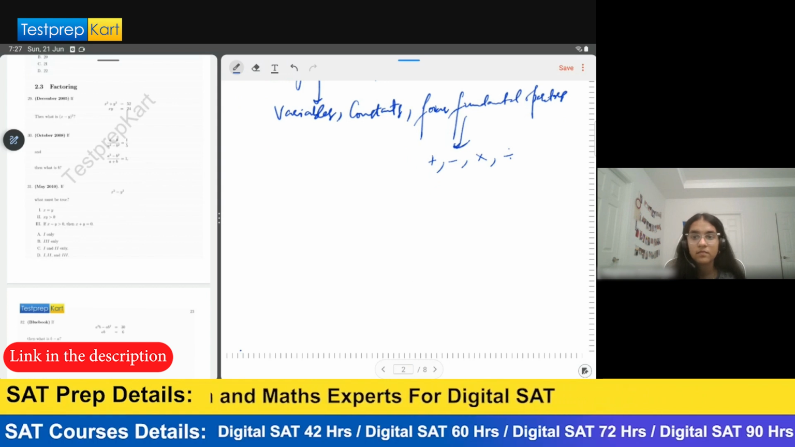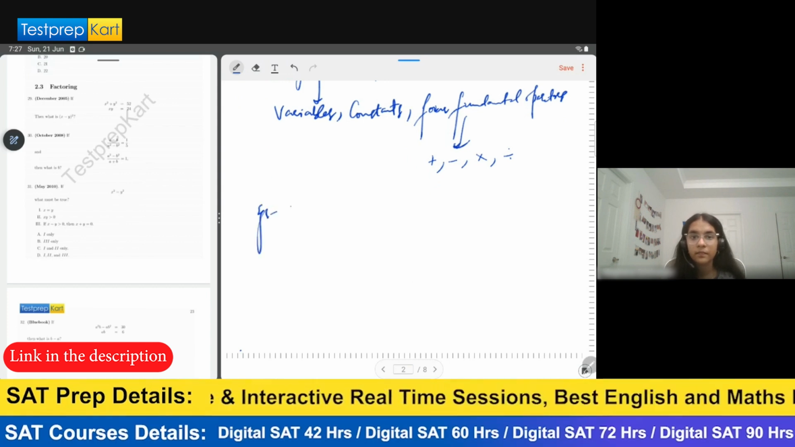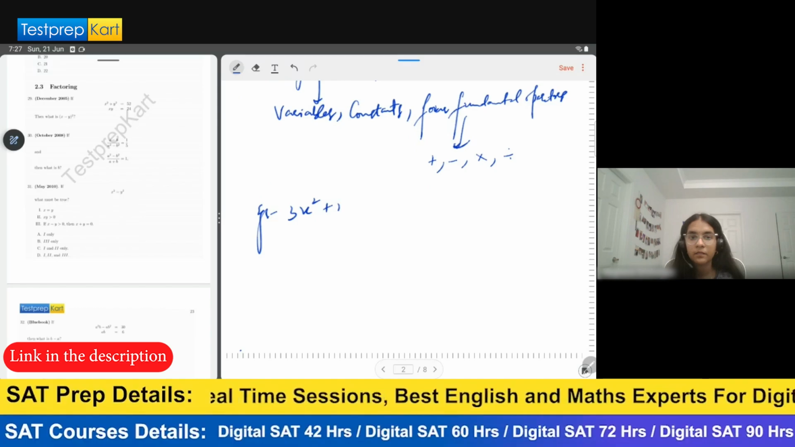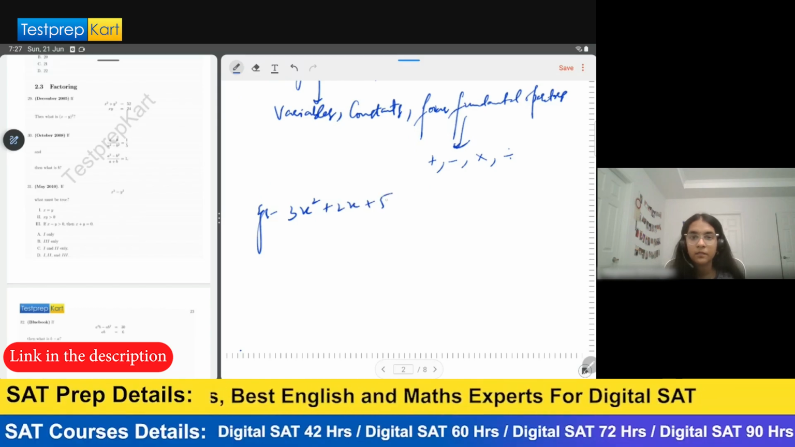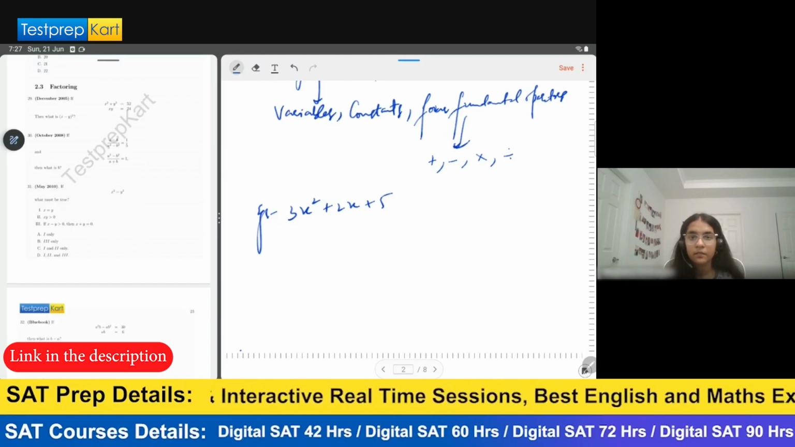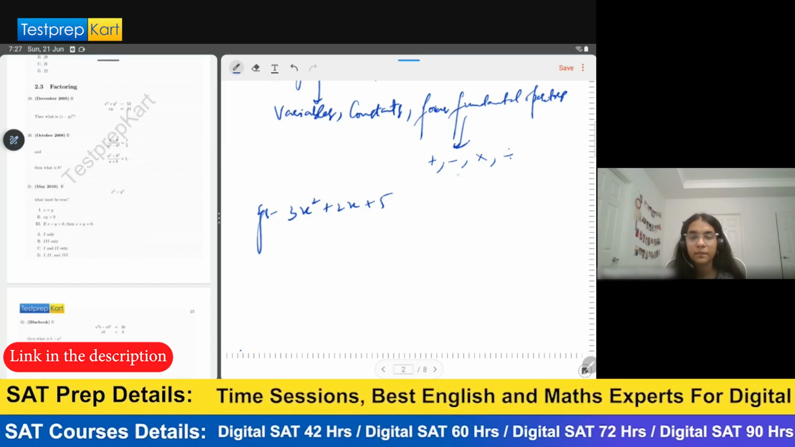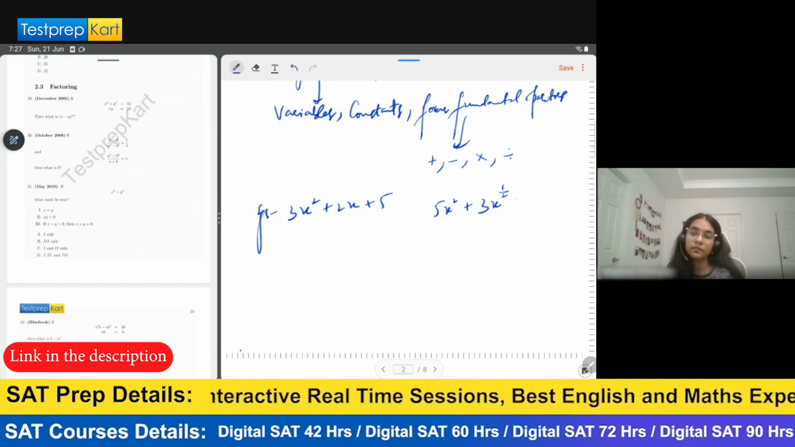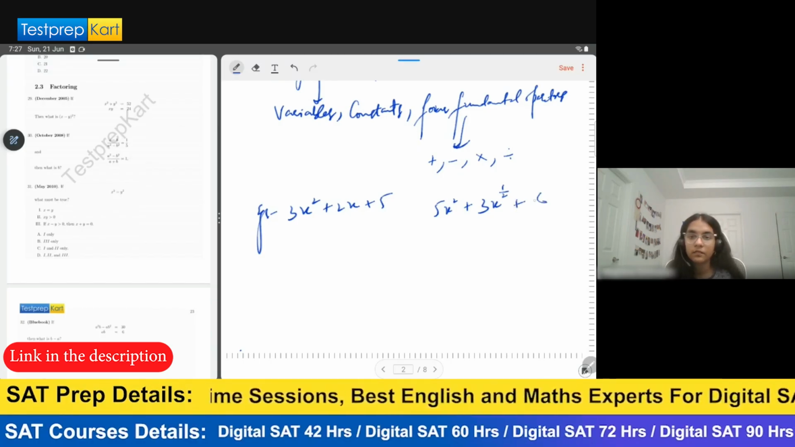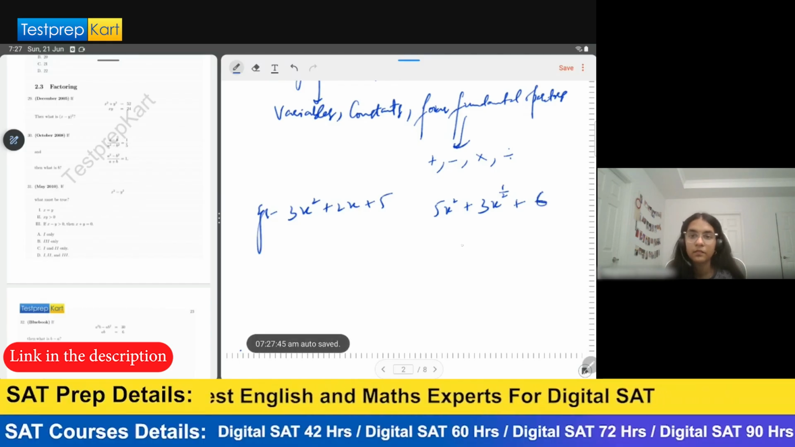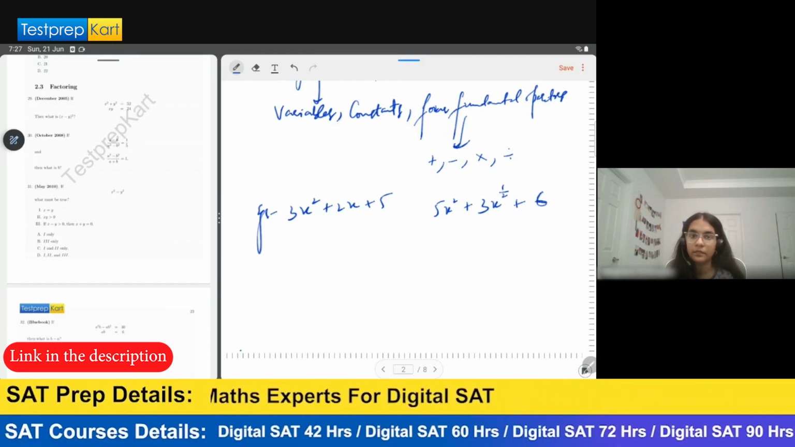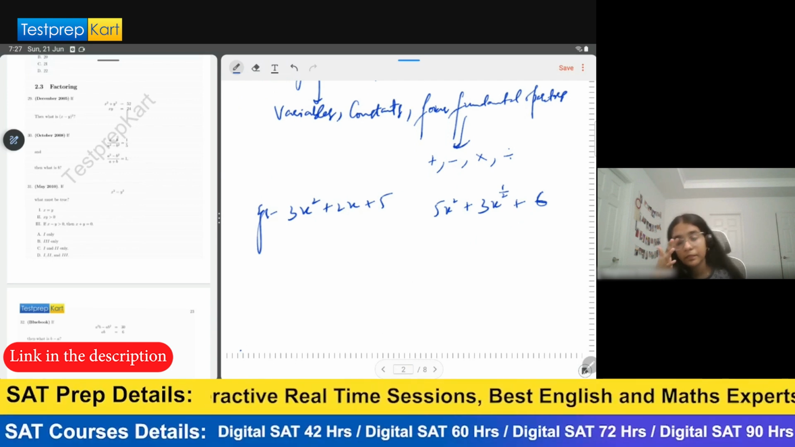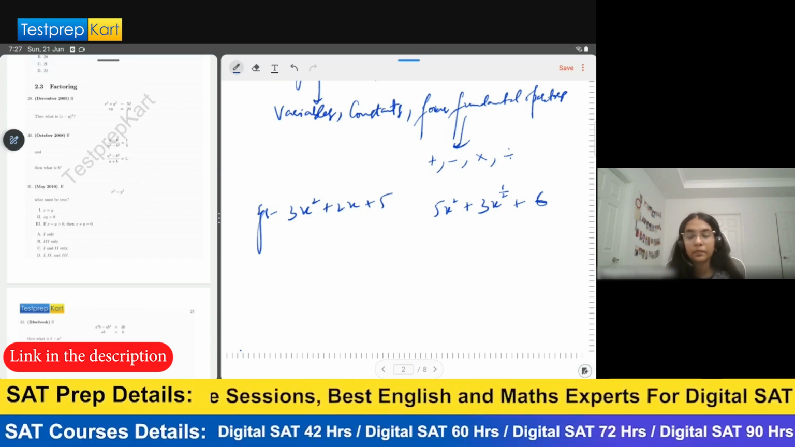For example, 3x square plus 2x plus 5. Clearly an algebraic expression, right? There's a variable, there's a constant, and there are fundamental operators. Then I can give another example like this: 5x square plus 3x power 1 by 2 plus 6, right? This is an algebraic expression as well, because this also satisfies the quality of being called an algebraic expression. Now look at these two.